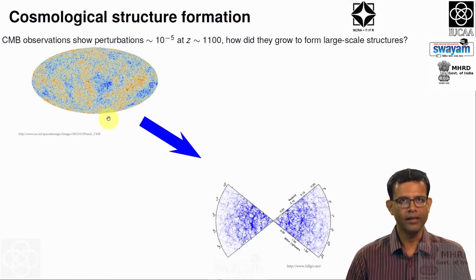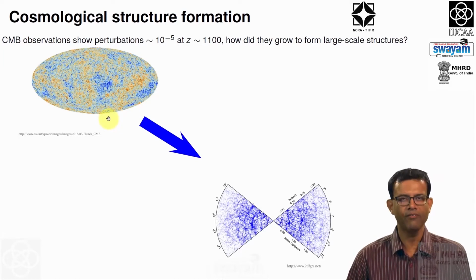So, let us define the problem first. As we have seen, the cosmic microwave background observations show perturbations of the order of 1 part in 10 to the 5, and this is at redshifts of 1100. Remember, this was the time when the age was somewhere around 400,000 years after the Big Bang.